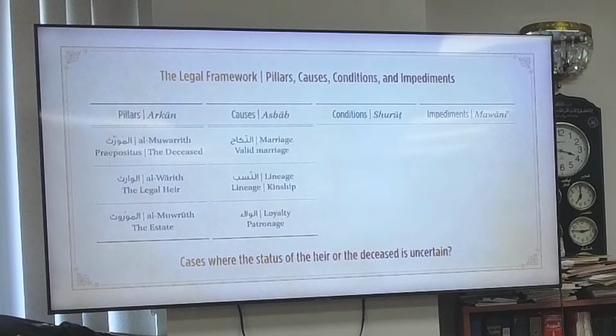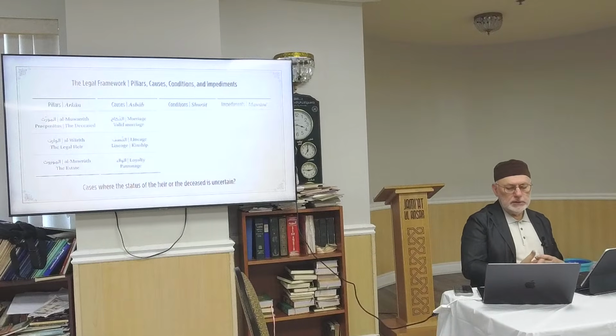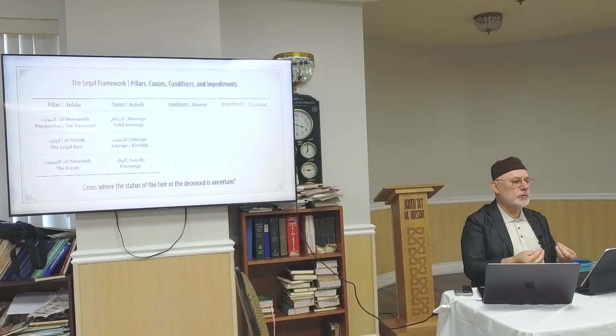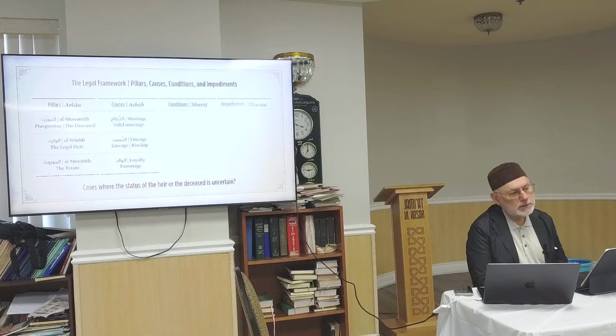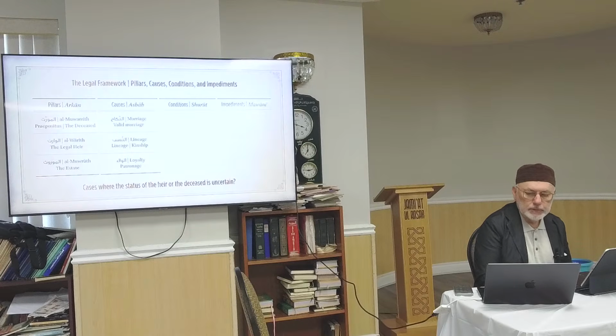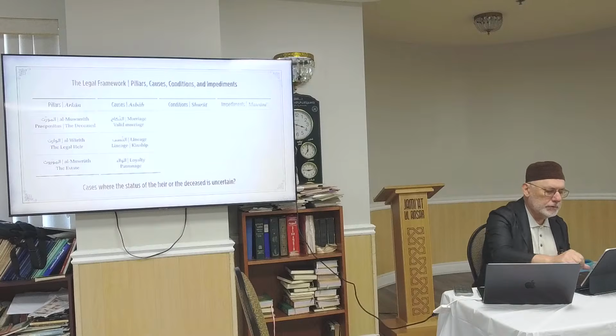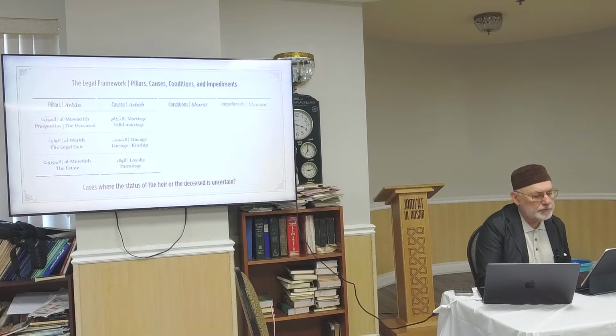And nasab, lineage. They need to relate to the deceased. There's a relationship, there's a link between the heir and the deceased. And this link can be direct or remote, immediate or remote. And then the third one is loyalty, patronage, for, in the old days, masters and slaves, if a slave is freed. So for today, basically, those that inherit are ashabul furudi wal asabat. Those that inherit because of a valid marriage contract, or because of lineage. So these are the three causes of inheritance.